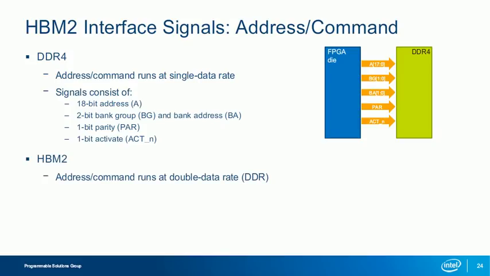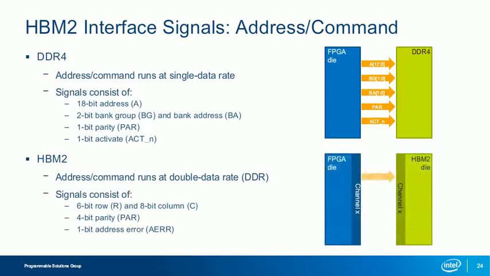Looking at HBM2, unlike DDR4, the address and command bus actually runs at double data rate. The signaling is simpler as well. It consists of a 6-bit row and 8-bit column address, essentially splitting the DDR4 address bus into two separate signals for HBM2. There is also a 4-bit parity signal and a 1-bit address error signal that is used to notify the controller that an error has occurred on either the row or column address signals.